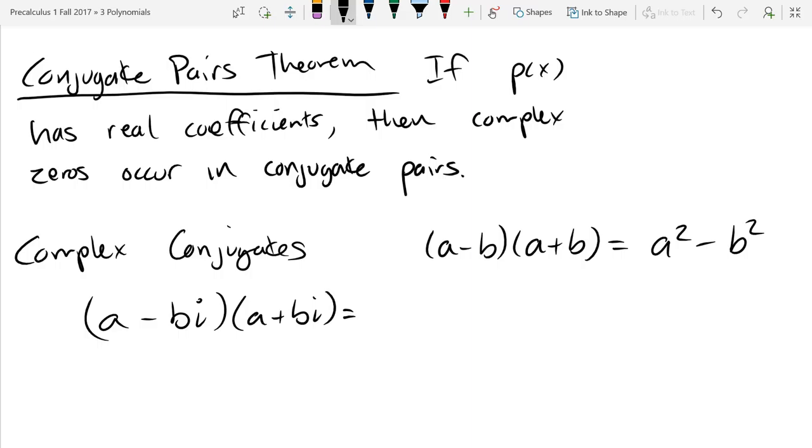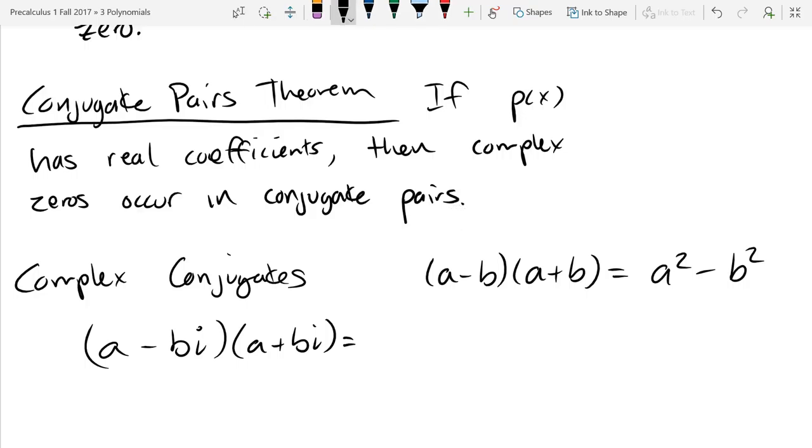So what's the conjugate of a minus bi? A plus bi, very good. All right, go ahead and FOIL this out right now. And I'll give you a big hint. You don't need to look at outside-inside terms because they are conjugates and they better cancel out. So what does our product simplify to? A squared plus b squared. Yep, a squared plus b squared.